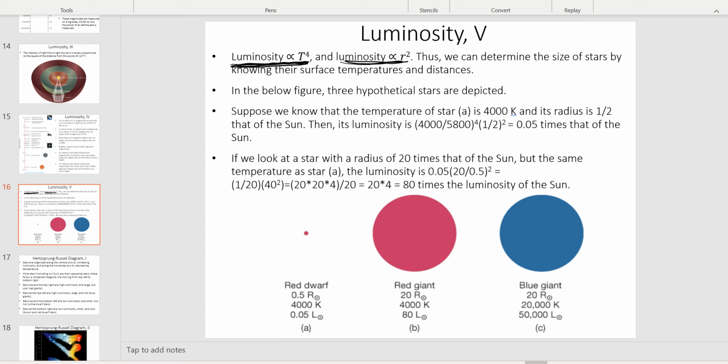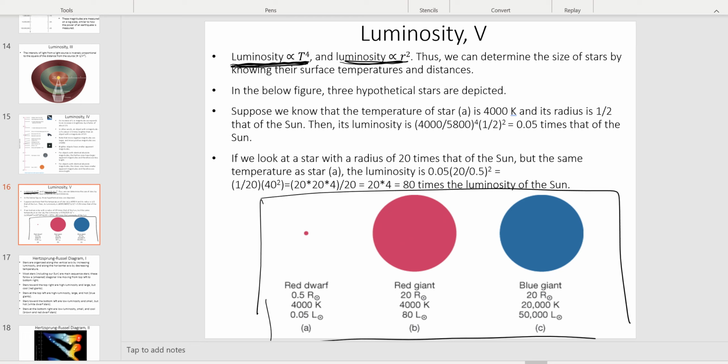We can actually use these two facts that I've just underlined to figure out the luminosity of a star given the luminosity of other stars, and then information about the temperature and the radius. I just want to go through a quick example with you. Here we have 3 pictures from your book. These are 3 different stars. We have what's called a blue giant, which is a very large blue hot star. Remember, blue means hot. Then we have a red giant, which is a large red cool star.